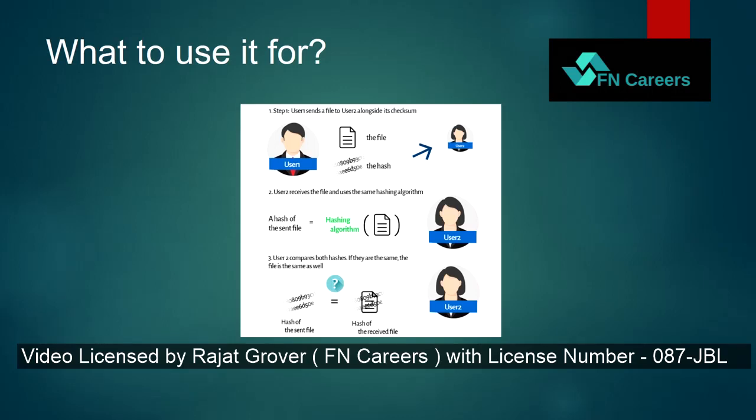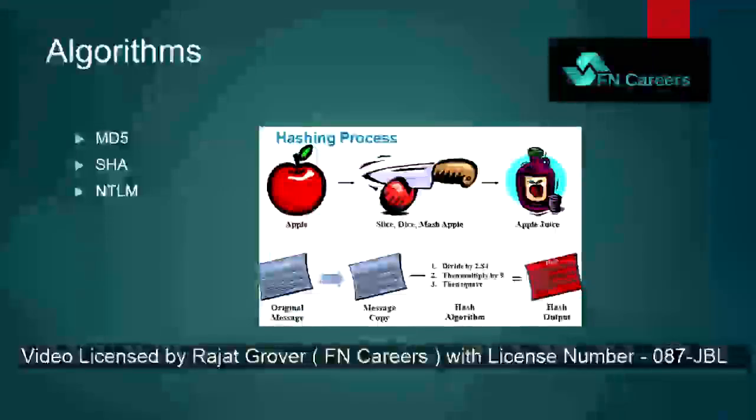So if the file we hashed and sent to user number 2 is the same and untampered, when user number 2 makes a hash using the same algorithm on that same file, both hashes or checksums should look absolutely the same. This is how we check the integrity of a file here.